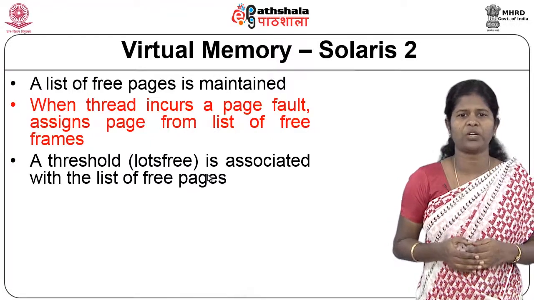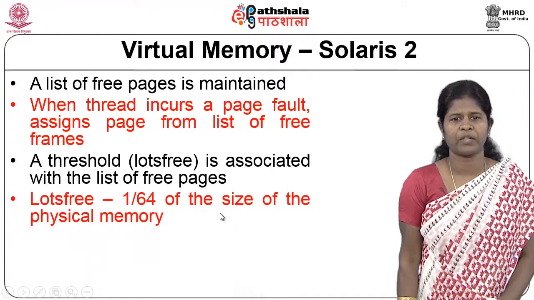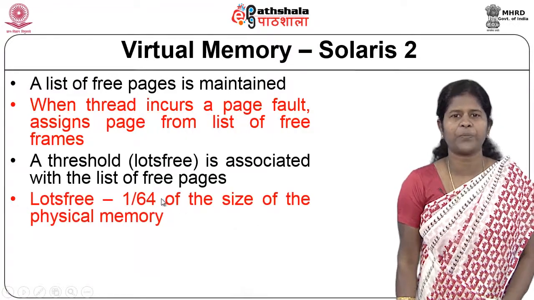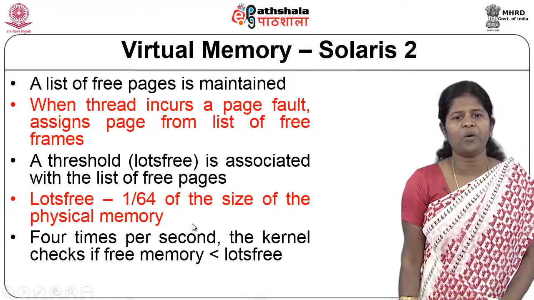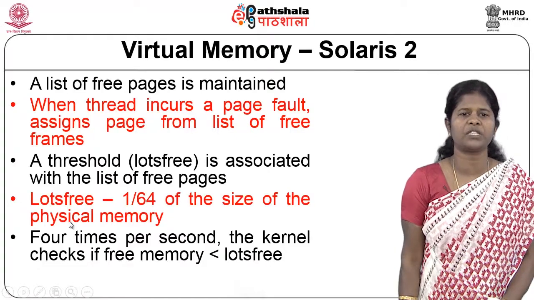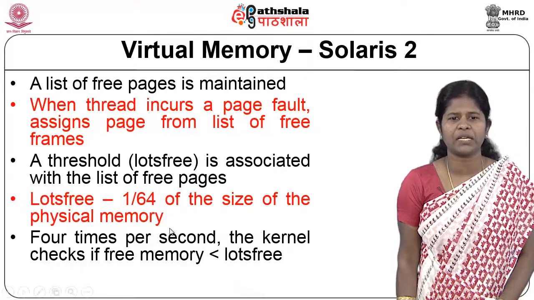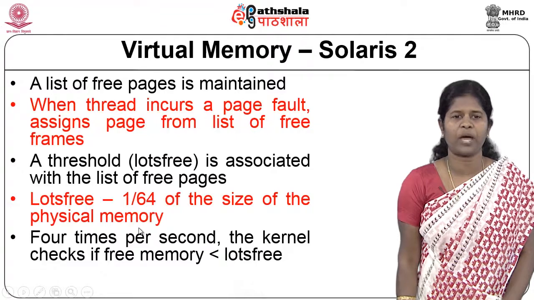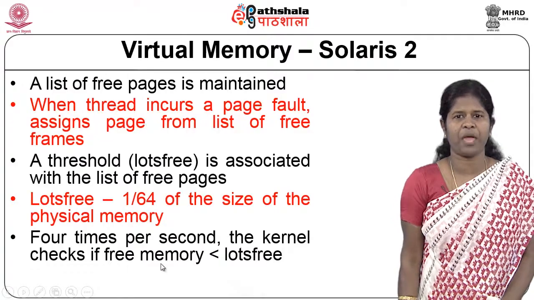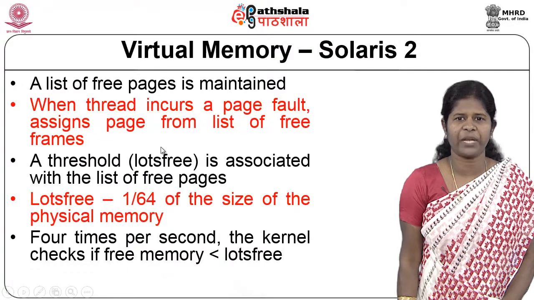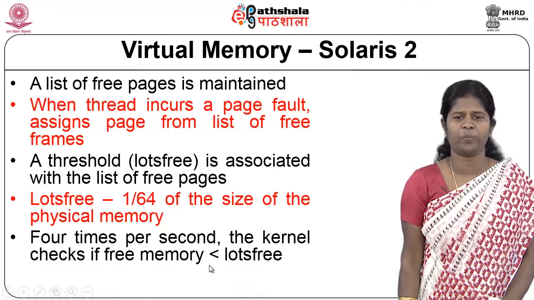So, one is a threshold called lotsfree, and this is associated with the list of free pages. What is this threshold value? It is approximately equal to 1/64 of the size of the physical memory. And what is the use of this threshold parameter? The kernel will check frequently. Actually, it does this checking 4 times per second, to see if the free pages that are available are less than lotsfree, the value of this parameter.